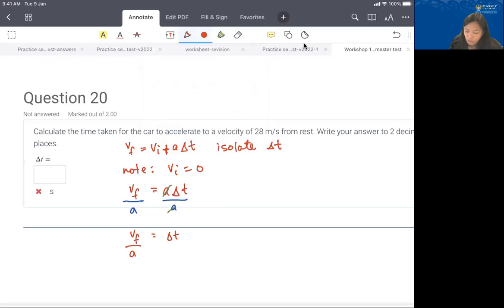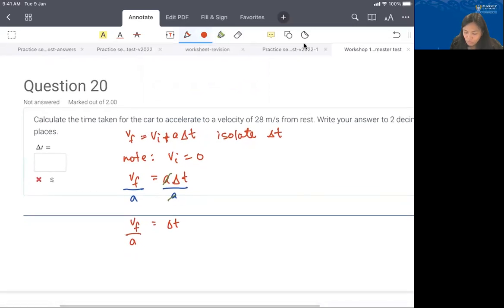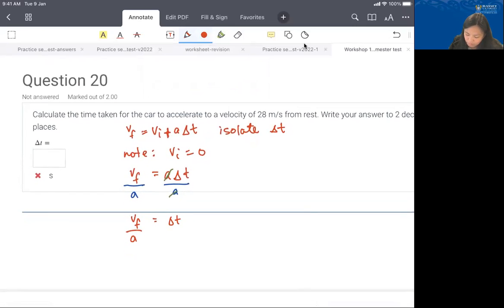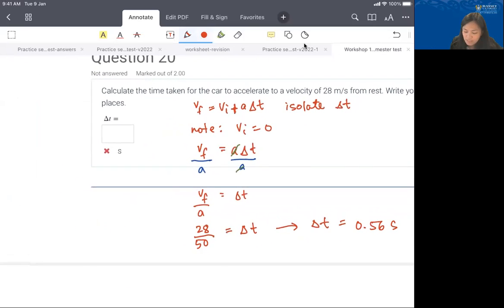VF was given, 28 meters per second. That's the velocity you want to reach. And the acceleration was given, the acceleration equivalent to the head of a rattlesnake, 50. So delta t will be equal to 0.56 seconds. Write your answer to 2 decimal places.